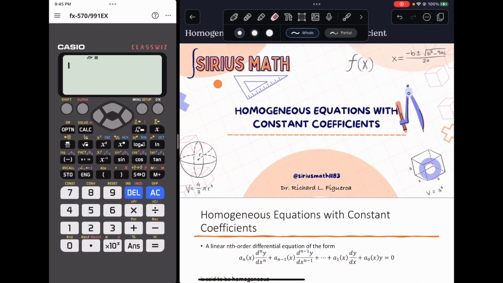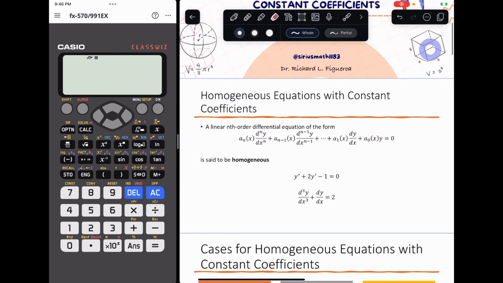Okay, hello. So for today's video presentation, we will be discussing homogeneous equations with constant coefficients. To recall, a homogeneous equation is an equation of this given format, but if the g of x is equal to 0, then that makes it homogeneous. But if it is not equal to 0, that makes it a non-homogeneous equation.